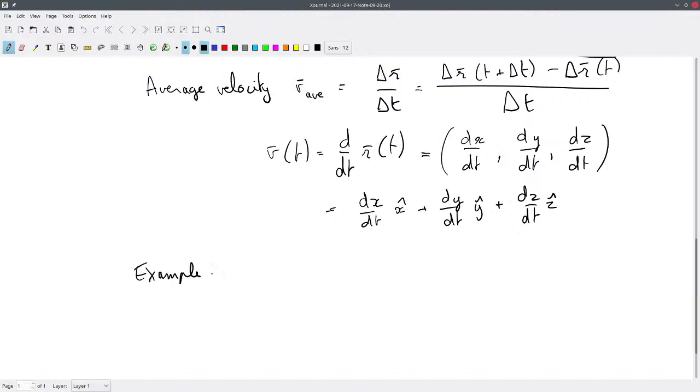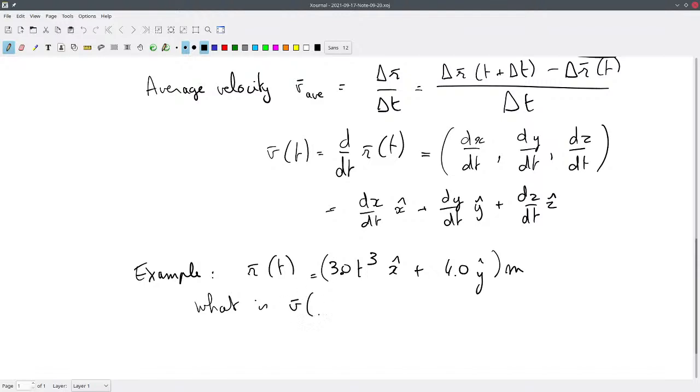Let's just look at an example where we are given the position of a particle that is 3.0 times the time to the third power in the x direction plus 4.0 times in the y direction, and all of this is going to be in units of meters. So we could ask, what is our instantaneous velocity at t equals 3.0 seconds?